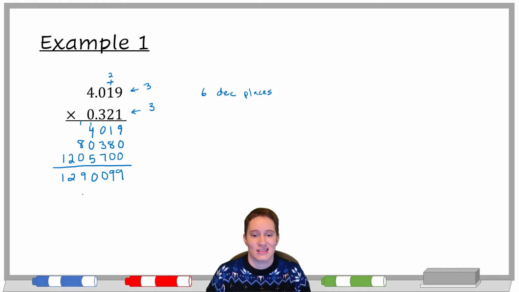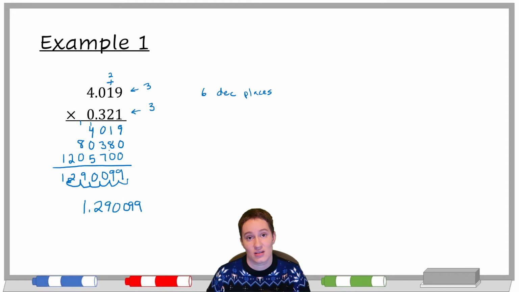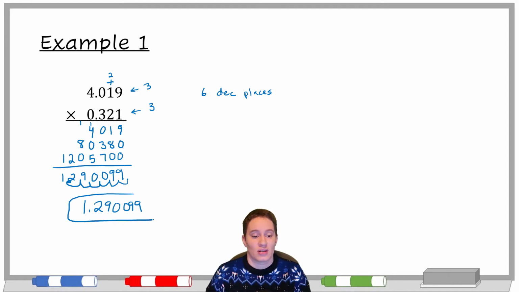So we need 6 decimal places. So counting from the right side, we got 1, 2, 3, 4, 5, 6. So this answer is 1.290099. Those zeros in the middle are important. It's only if they're at the end on the right side after a decimal place that we can drop them. This looks like our answer.